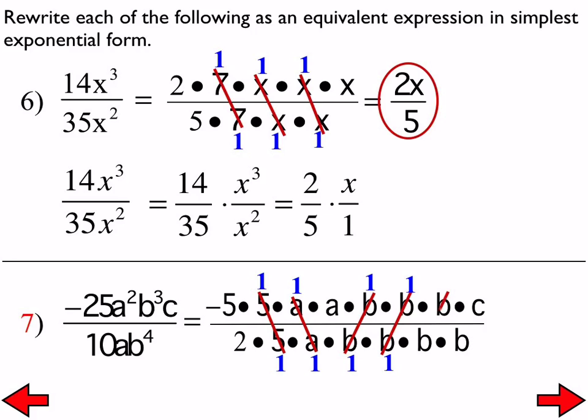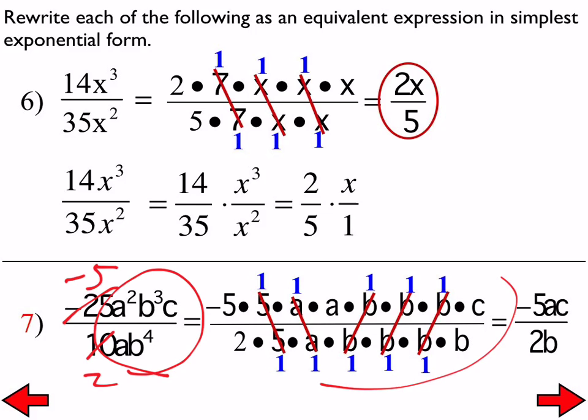But once I deal with that, I end up with negative 5ac on top and 2b on the bottom. Many of you, I know, dealt with the negative 25 over 10 like this. You saw that 5 went into the top and 5 went into the bottom. And then you dealt with the letters, kind of thinking of it like that. But regardless, you should get negative 5ac over 2b. Are there any questions about number 7?